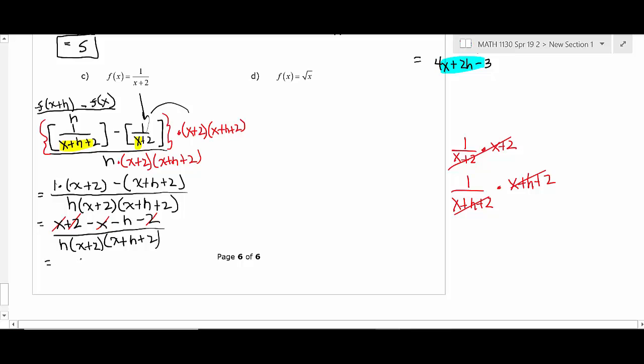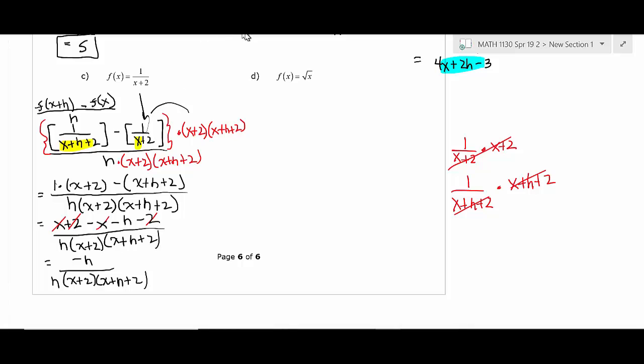It looks like I'm left with negative h over h times x plus 2 times x plus h plus 2. Then what happens? The h crosses out, right? So you can now cross that h out, and then you'd be left with your answer. h over h would leave you negative 1, so negative 1 over x plus 2 times x plus h plus 2.